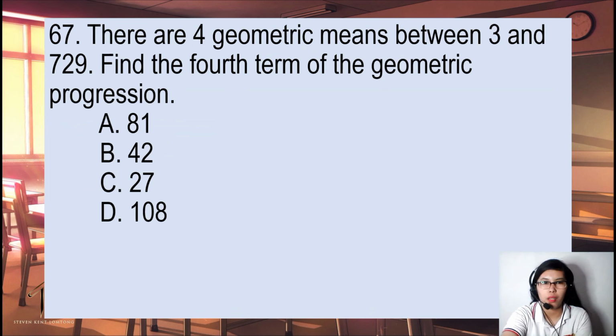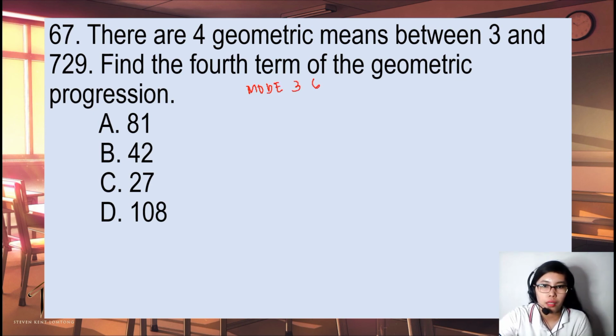Okay, so there are 4 geometric means between 3 and 729. Find the fourth term of the geometric progression. So in this problem, we can use a calculator technique. But since it is already geometric, we're not going to use mode 3-2. Instead, we're going to use mode 3-6. Okay po, that's mode 3-6.